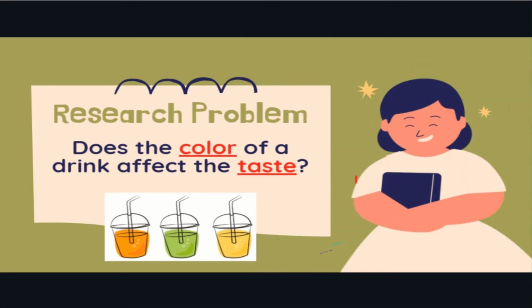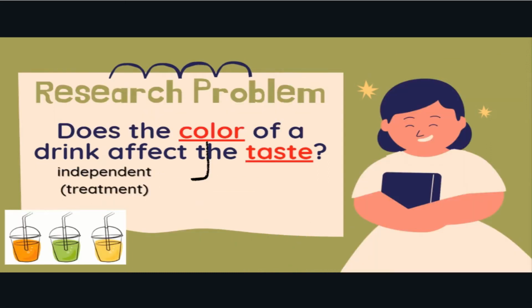In this case, the variables are both color and taste. As discussed earlier, there are two types of variables. We have the independent variable and dependent variable. Independent variable is the treatment variable that is manipulated by the researcher. It represents the causes of some outcome. In this case, the researcher is only manipulating the color to see if it affects the taste. So, color is the independent variable.